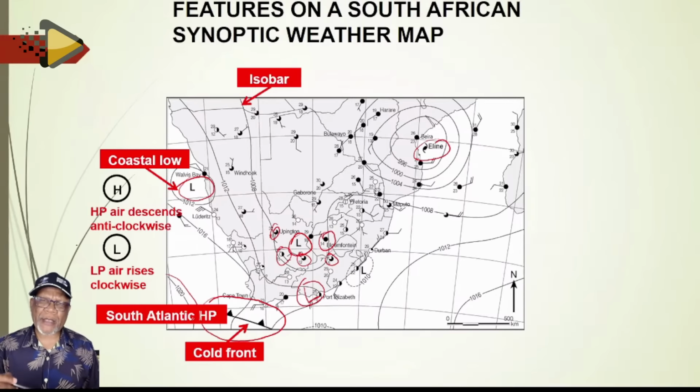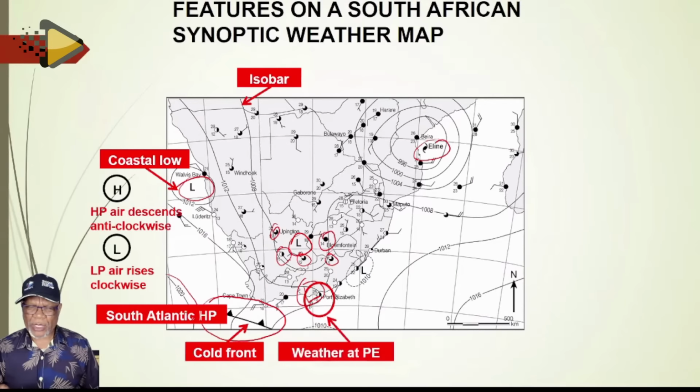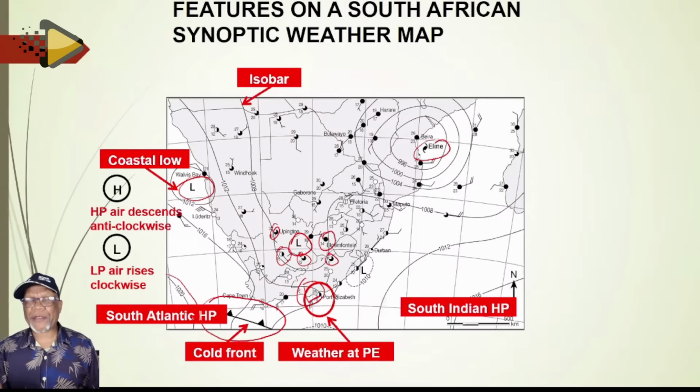And what is the evidence that the system is a mid-latitude cyclone? It is the cold front. And then we're looking at the weather at Port Elizabeth, and you look at the wind speed and the cloud cover that is due to this mid-latitude cyclone that is approaching there. Now you have your South Indian high pressure cell, which is on the east.